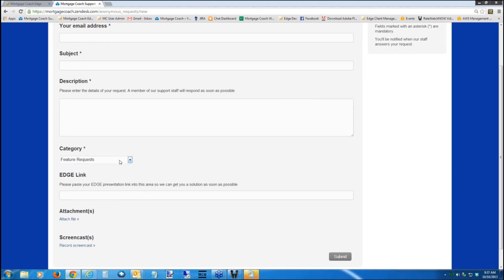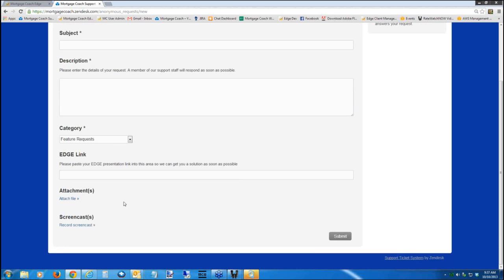So, for instance, if I've got a feature request and I want to say I want something added to Edge that's really going to help me, I can attach a file to it. And the newest part, you can now record a screencast.